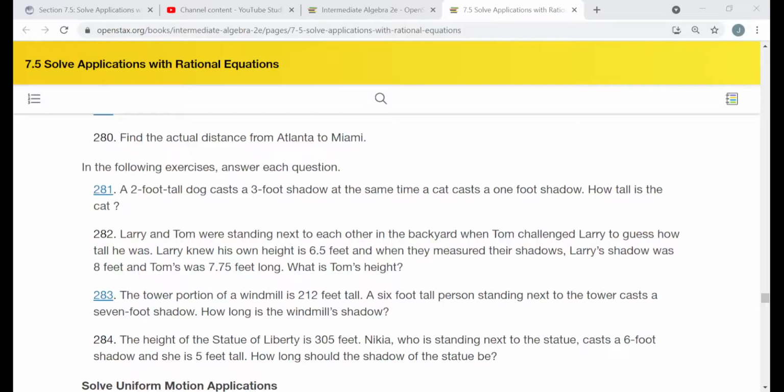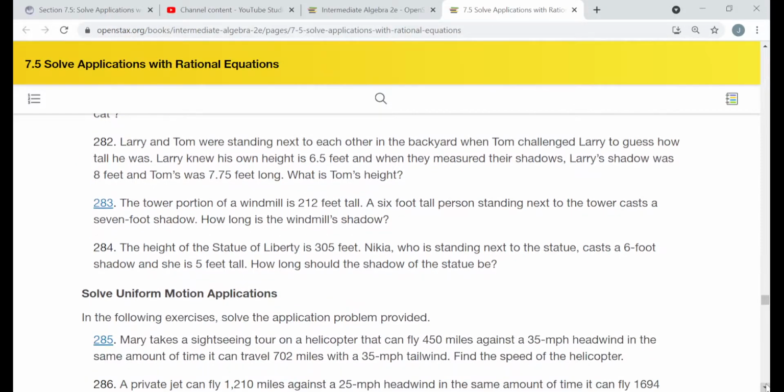So the next question I think is pretty similar, about shadows. Look at exercise 282. We have Larry and Tom standing next to each other, right? So again, if two things are near each other at the same time of day, the shadows they cast and themselves should be forming similar triangles, if they're standing straight up, of course.